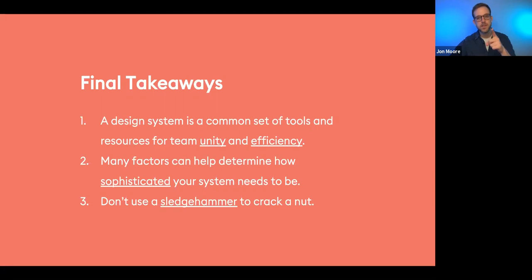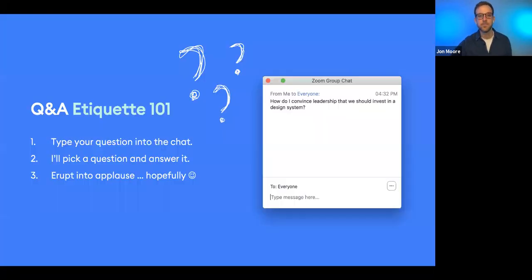So don't use a sledgehammer to crack a nut. That apparently is an idiom. I'd never heard of that before, but I liked it.